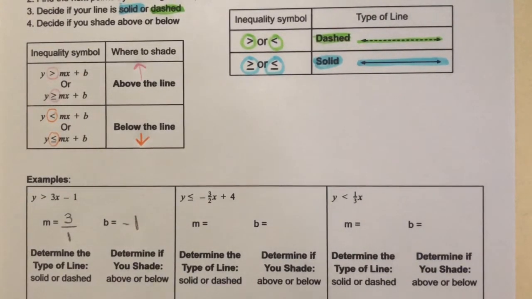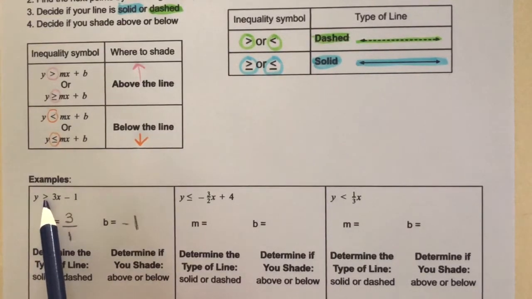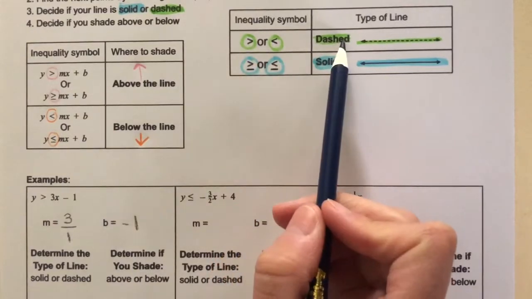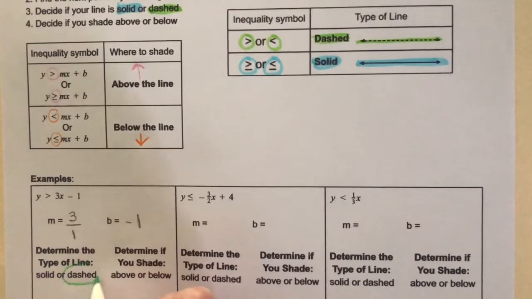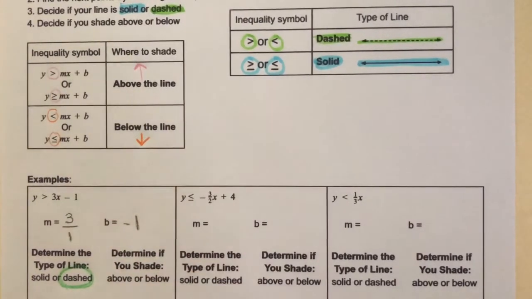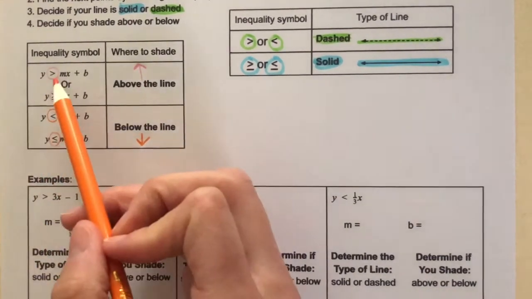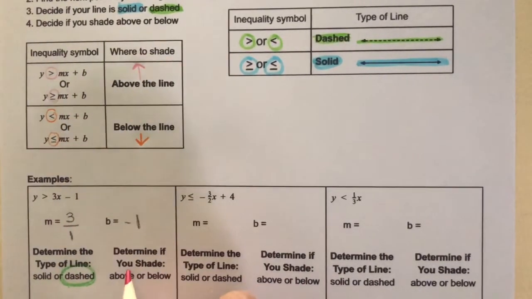Without actually graphing anything, I'm going to look at this symbol. It's greater than. Greater than matches this symbol right here, which means it's going to be a dashed line. So my type of line is going to be dashed. And then I'm going to look at whether I'm shading above or below. Again, this is greater than. If I look at my greater than symbol, that's in pink, I will be shading above my line.